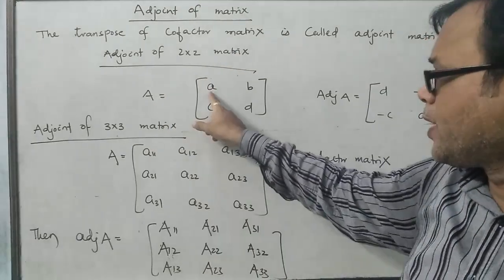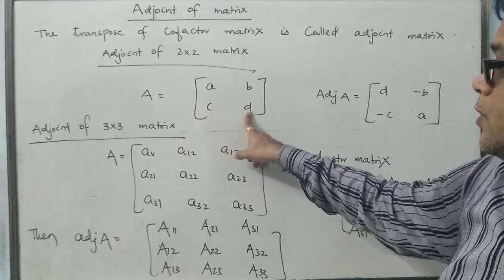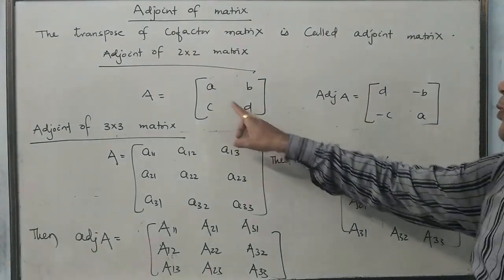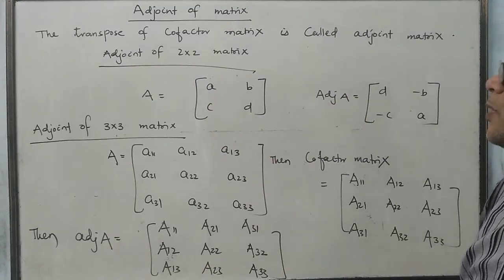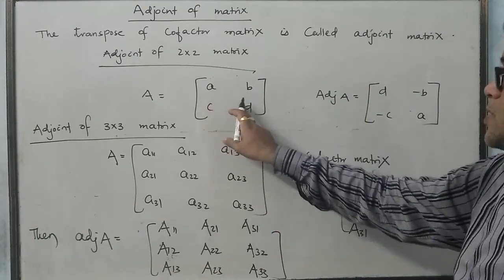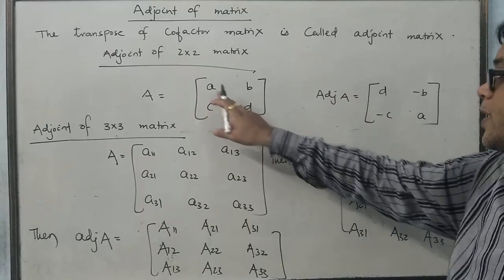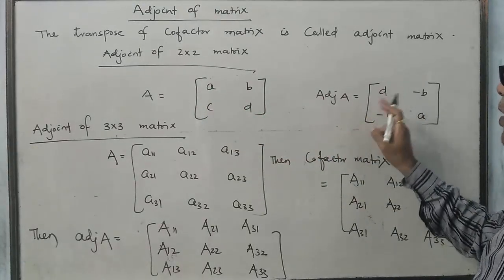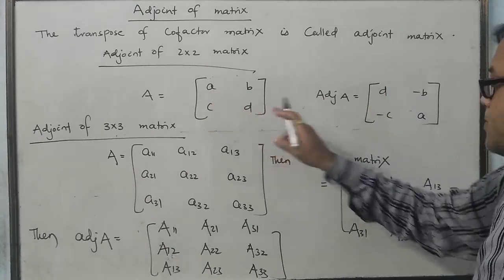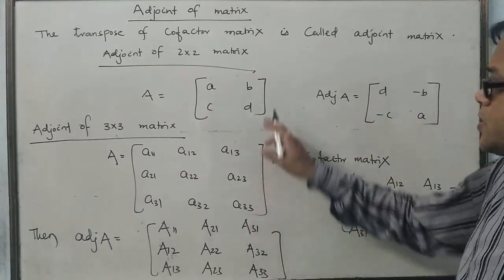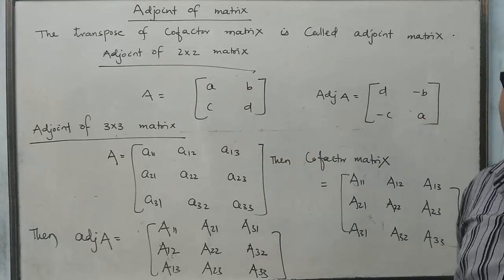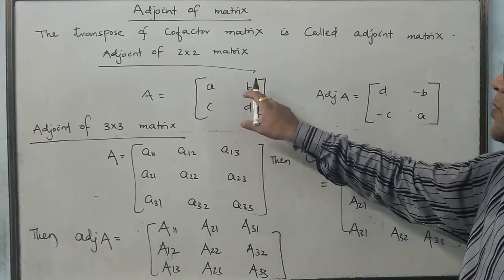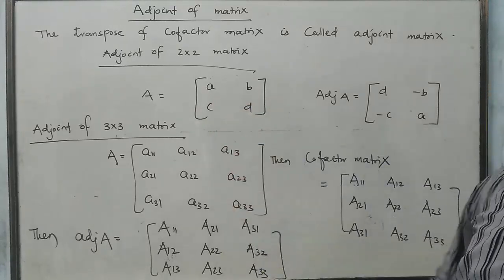If A equals the matrix with a, b, c, d, then what will be its adjoint? Swap the positions of A and D. D will be taken to here and A will be replaced by D. You see. And then change the sign of B and C. Again, swap the positions of A and D and change the sign of B and C.